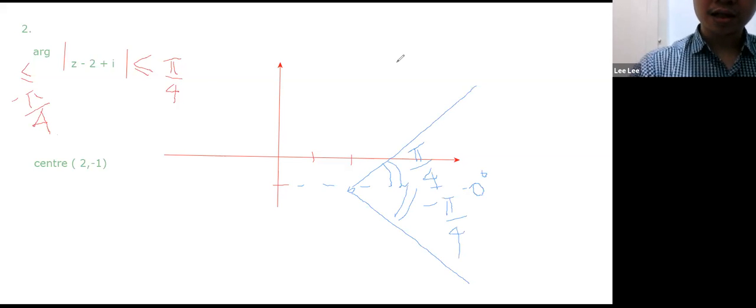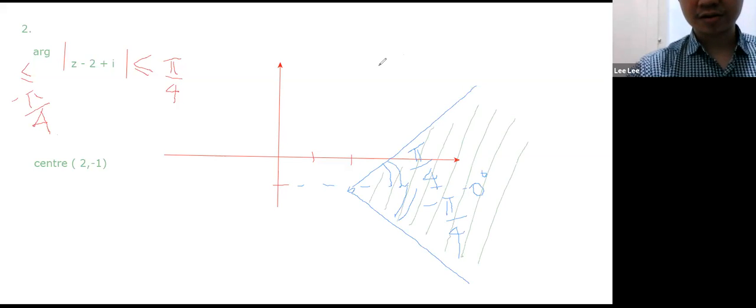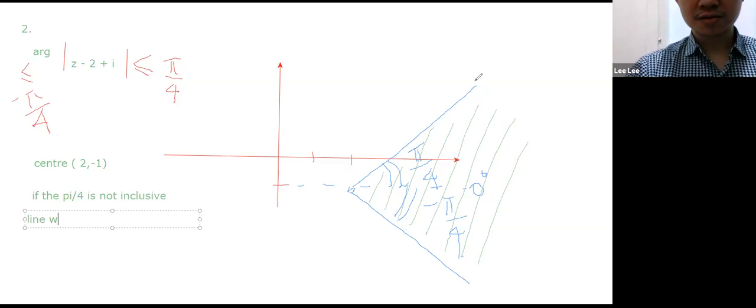So which is the answer for this sketch? Pi over 2? No. This is the answer of this sketch. If the pi over 4 is not inclusive, the line will be dotted. But this is inclusive, so it's just a solid line. Any questions?